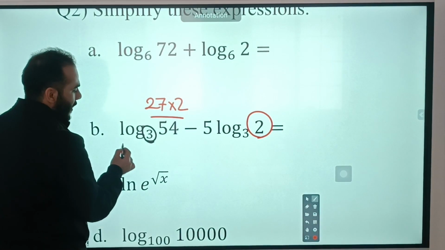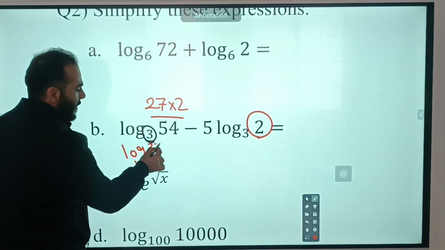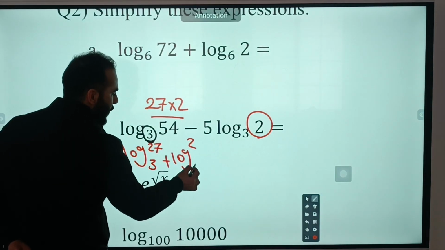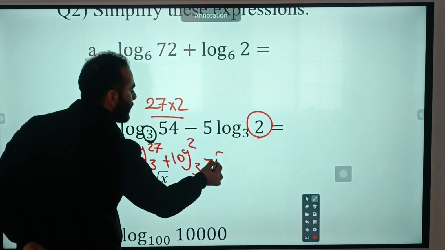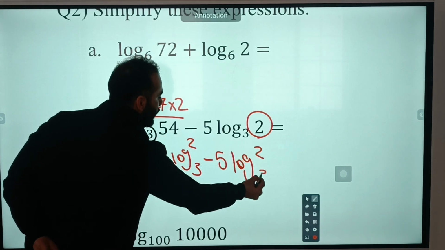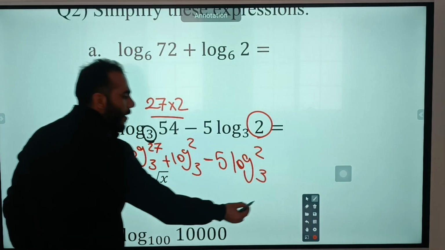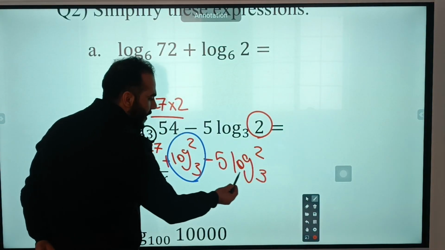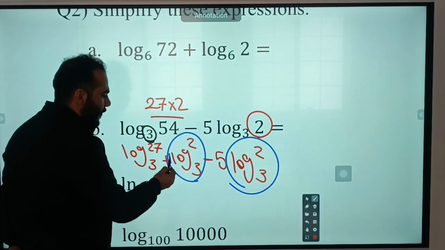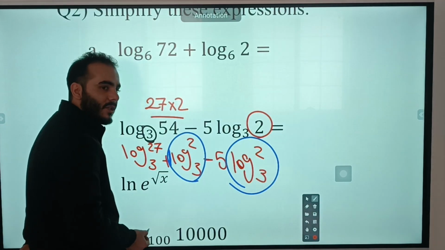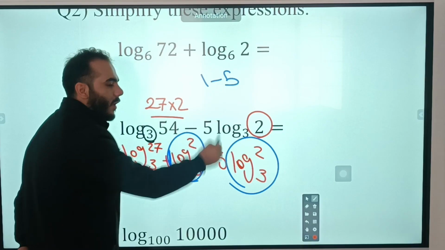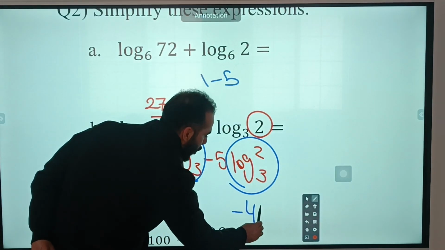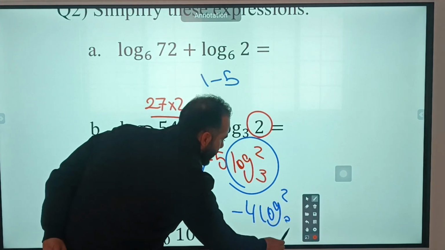So since there is multiplication again, separate them. Logarithm 27, don't change the base, base is 3, plus logarithm 2 base 3. And originally we have negative 5 logarithm 2 base 3. Right now, I want you to calculate this one before I do. These two logarithms are the same thing. The coefficient here is 1, the coefficient here is negative 5. 1 minus 5 equals what? Negative 4. So it equals negative 4 log 2 with base 3.